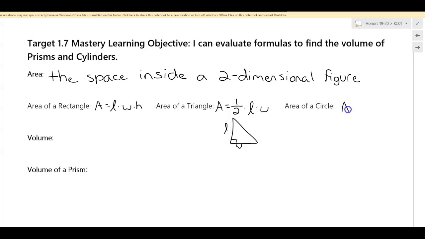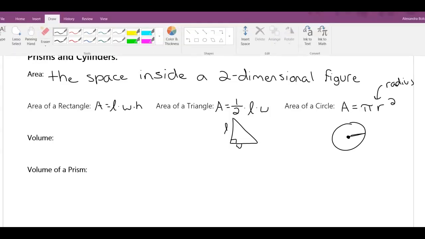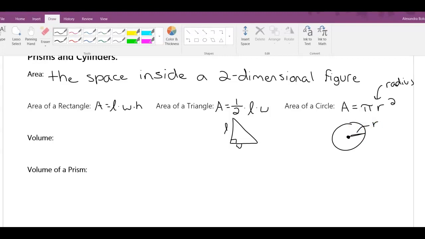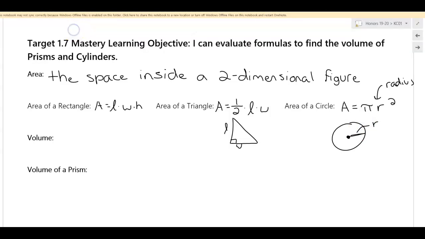And then the area of a circle equals pi r squared. R is your radius, right? So if I have a circle, remember your radius goes from the center out. Okay, so that's your radius. If a line goes all the way across, that's your diameter. Okay, so we have to be careful because this formula uses the radius.